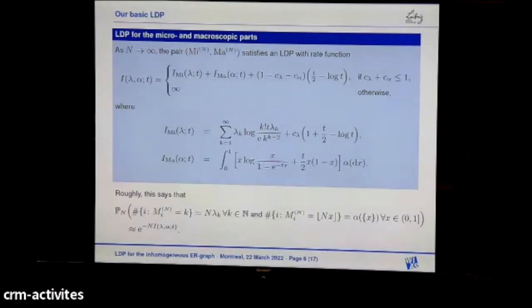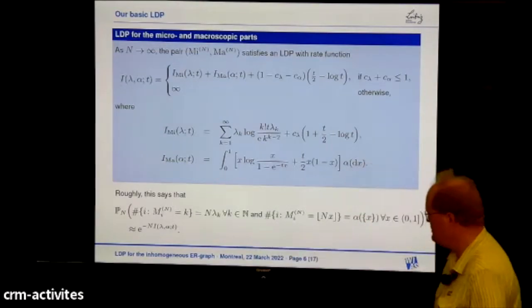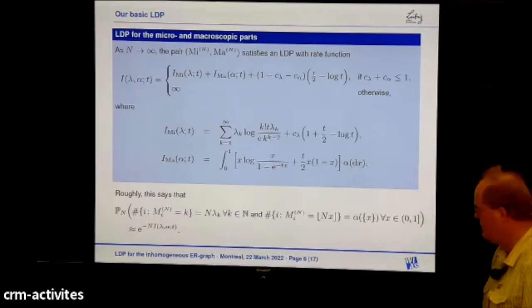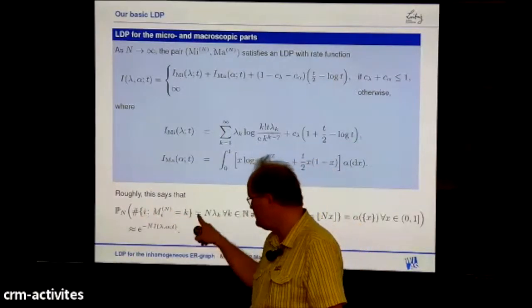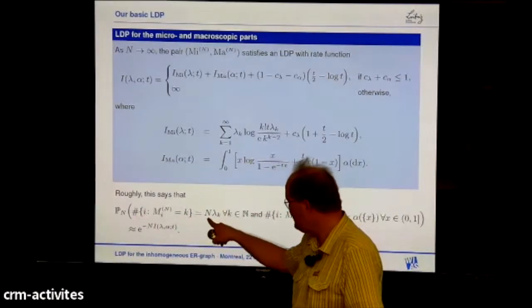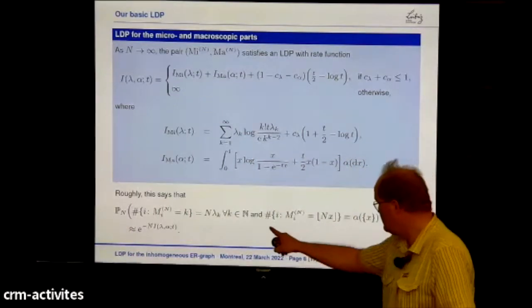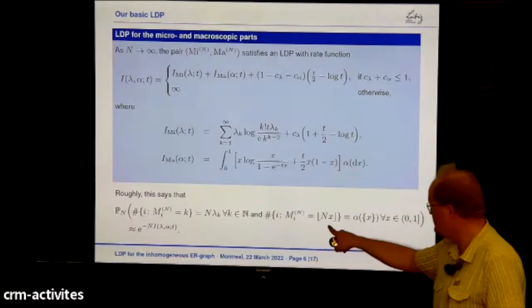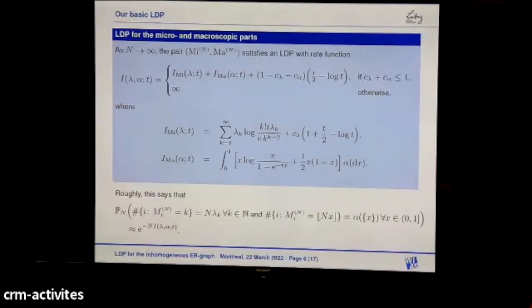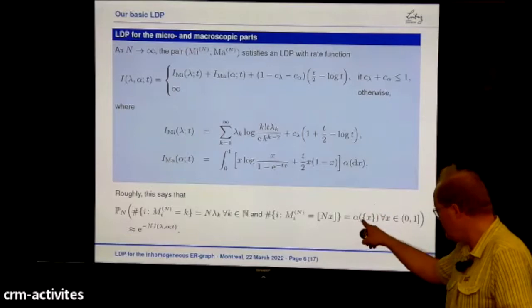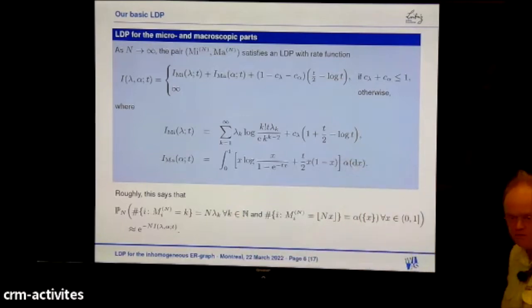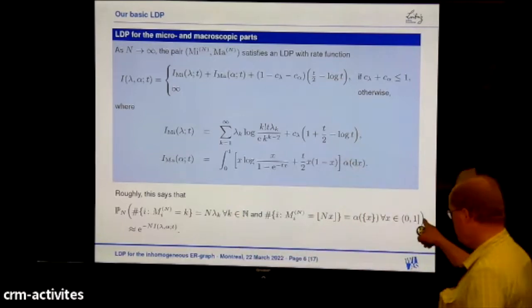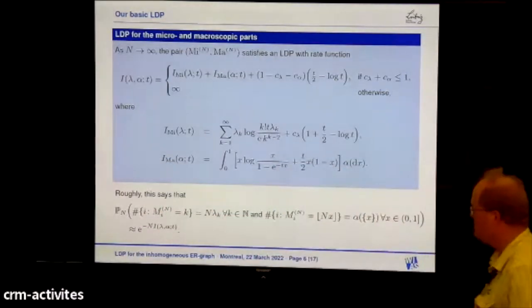It looks a bit heavy. Maybe look at the last line here. This is a simple explanation of what happens upstairs. So we look at the probability for what? For each k, you want to have, so this is a number of components of size k, and this should be n times lambda k for every k. And at the same time, you would like to have the number of components of size n times x for any x. And this is alpha of x. Alpha is a measure on 0, 1, and lambda is a sequence of positive numbers. You would like to understand the joint distribution of microscopic and macroscopic components.